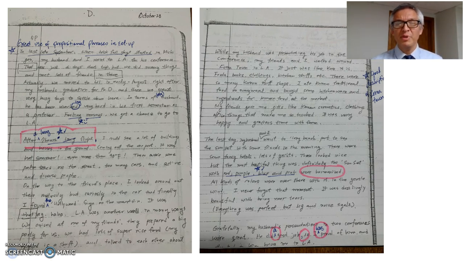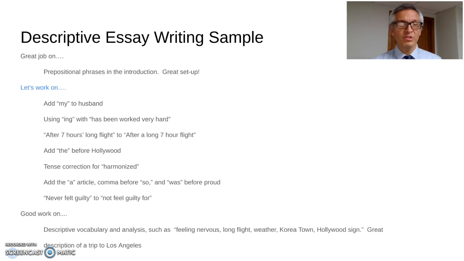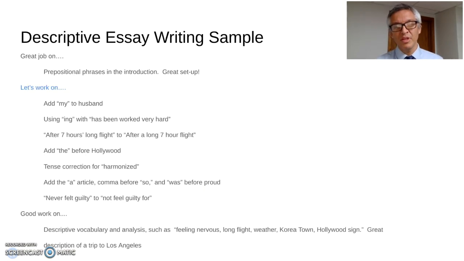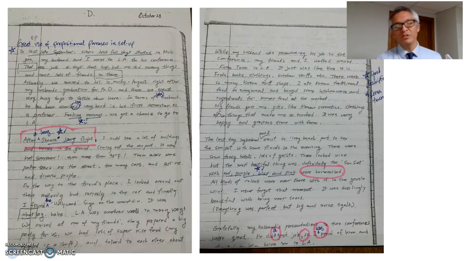Let's go to the next page for harmonized. I love this descriptive writing here. With red, purple, blue, and pink were harmonized. So they looked nice, but the most beautiful thing was definitely the sunset with red, purple, blue, and pink were harmonized. So since you're talking about these colors and you're describing these colors, we're not going to say that they were harmonized. We're just going to simply say harmonized.